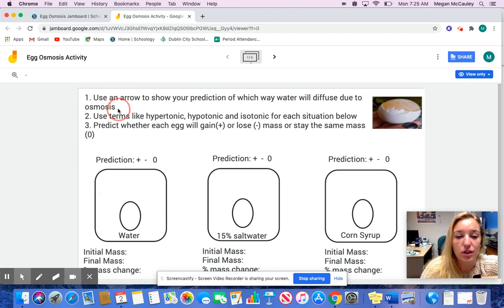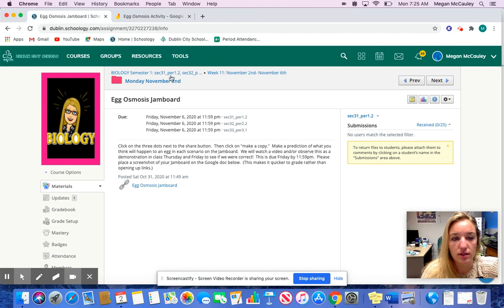Use the arrows to show your prediction of which way the water will diffuse, so into the egg or out of the egg. Use terms like hypertonic, hypotonic, and isotonic for each situation below. Predict whether each egg will gain positive or lose negative mass or stay the same mass, 0. You'll just circle positive, negative, or 0 in your prediction. So that's what we're doing first.